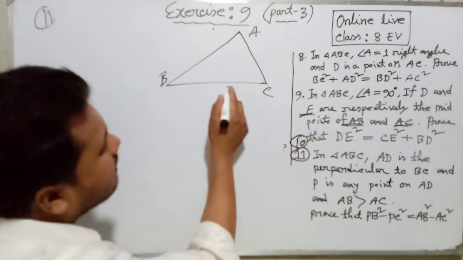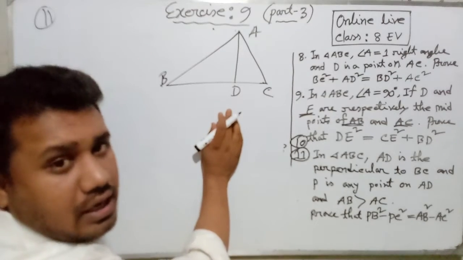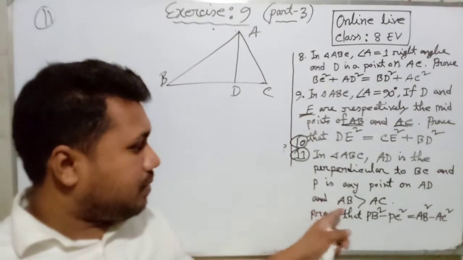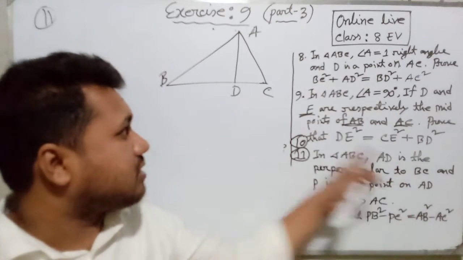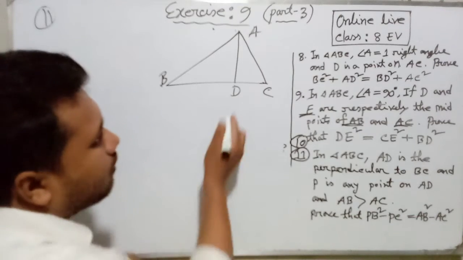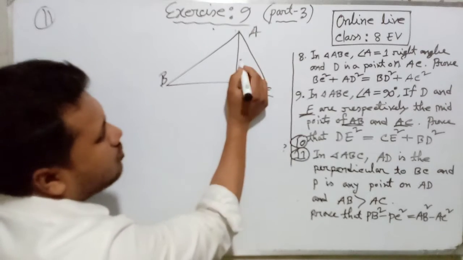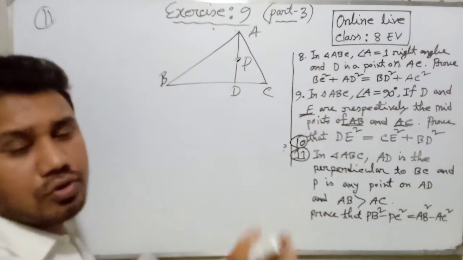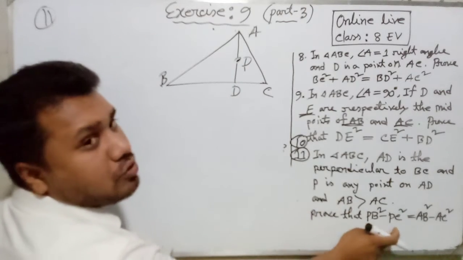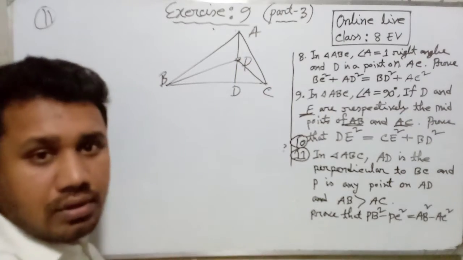And AD, this is D. Look, this is our D. So AD is perpendicular to BC. And P is any point. You can say P is there. Suppose this is P, because P is any point. Clear? So now we have to prove that PB square minus PC square. So we need to connect PB and PC. Now we have to prove that.